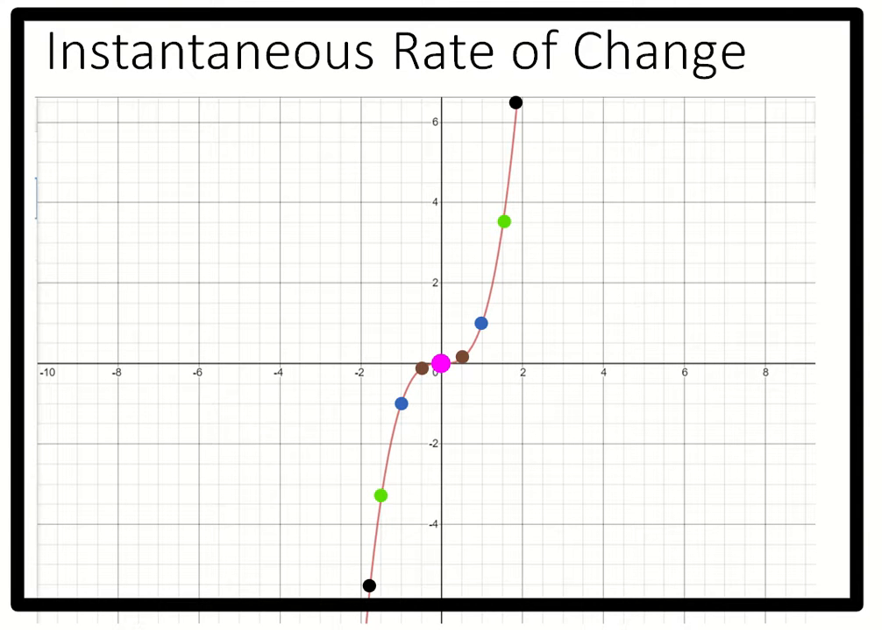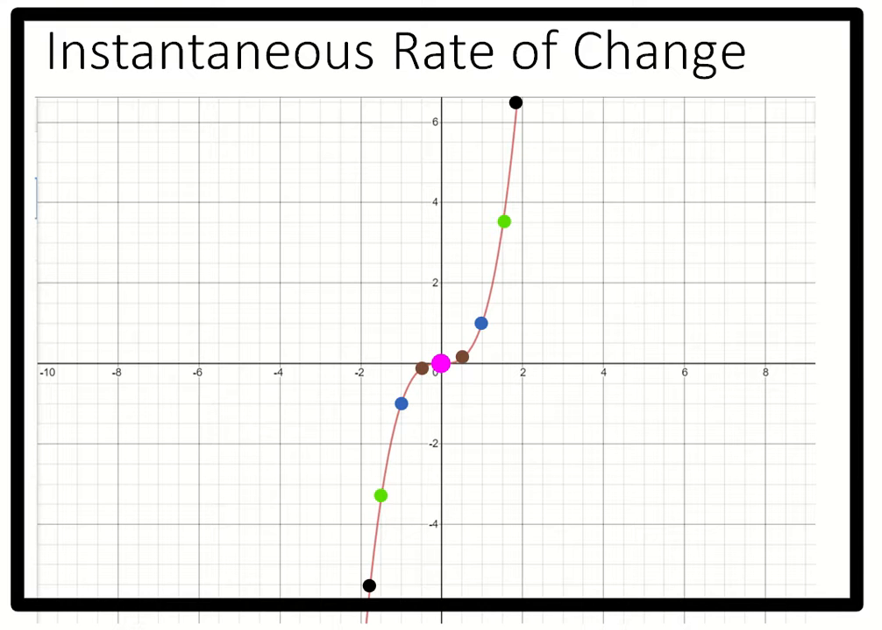Now, finding instantaneous rate of change is something that we're going to need calculus to do, and we're going to need something called a derivative to do that, and we will talk about that in future videos. But for right now, let's just talk about instantaneous rate of change as a function of average rate of change.